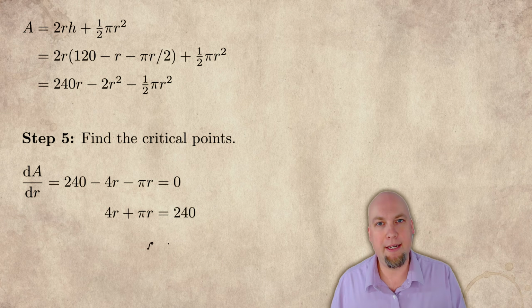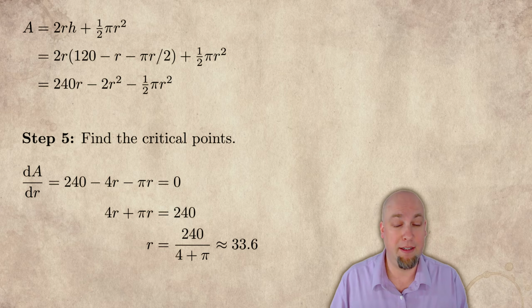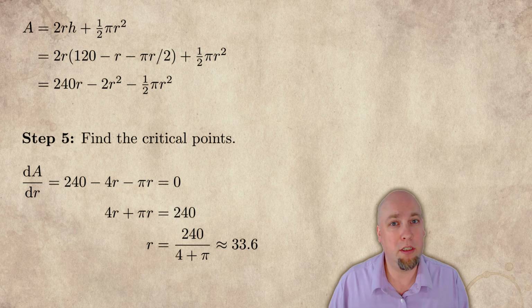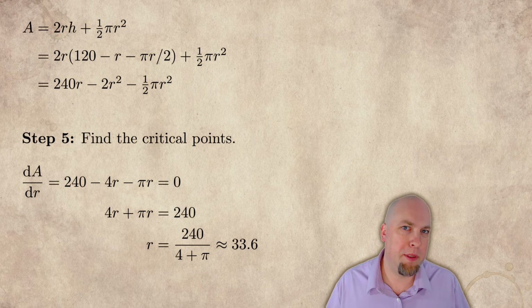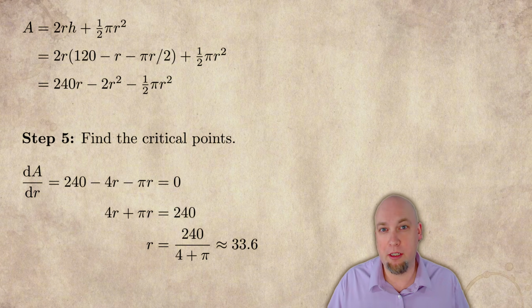Okay, and what you're going to get is r equals 240 divided by 4 plus pi, approximately 33.6 centimeters, and that's our only critical point. Now, depending on the particular optimization problem that you're working with, it may or may not be clear that the critical point you just found actually is the max or min, right?